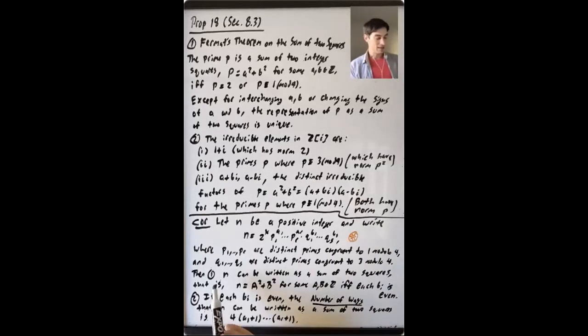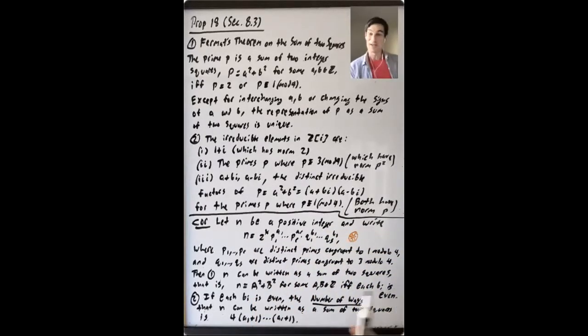Well, the statement is: n can be written as a sum of two squares, that is, n equals a squared plus b squared for some a and b in Z. This has an integer solution if and only if each one of these b_i's is even. There's no condition at all on the power of 2 occurring in the factorization, or the power of any prime congruent to 1 mod 4. These can be whatever. But if you have a prime factor that is congruent to 3 mod 4, it has to occur an even number of times in the prime factorization of n.